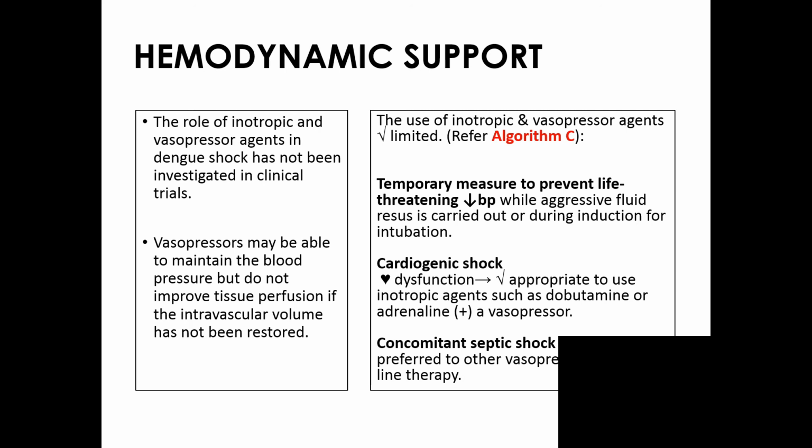But they can be used as a temporary measure to prevent life-threatening reduction in blood pressure, while aggressive fluid resuscitation is carried out or during induction for intubation. In patients with cardiogenic shock, it is appropriate to use inotropic agents such as dobutamine or adrenaline with or without a vasopressor. In concomitant septic shock, noradrenaline is the preferred inotrope compared to other vasopressors as the first-line therapy.